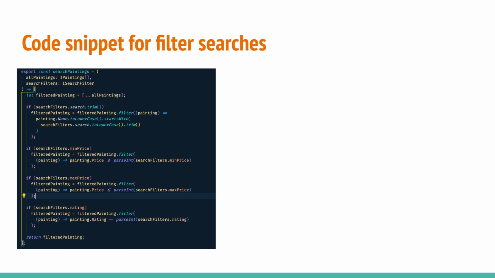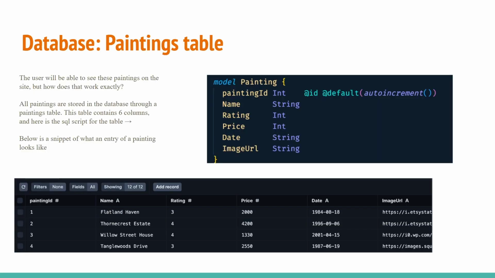So the user can see painting properties, but how does that work? Well, all paintings are stored in a database table called paintings, and it contains 6 columns. You can see a schema of that over to the right, and below is a snippet of what an entry of a painting looks like.